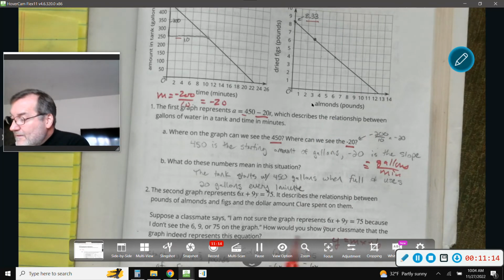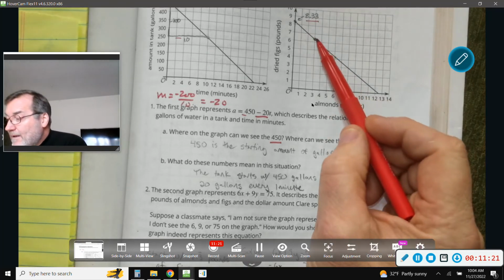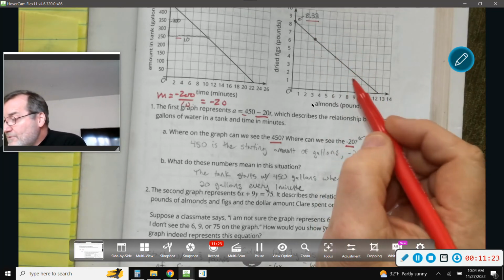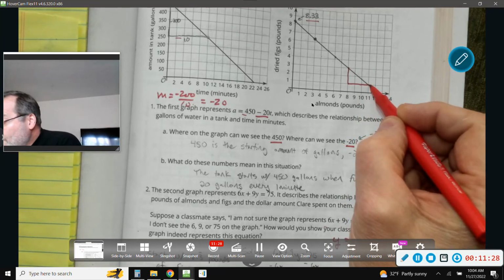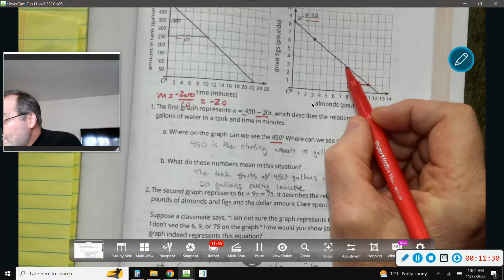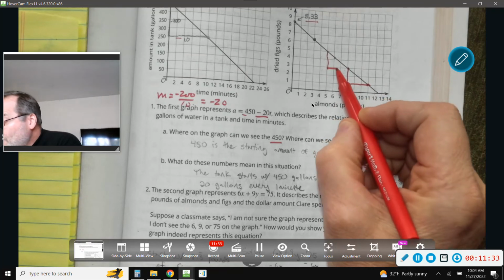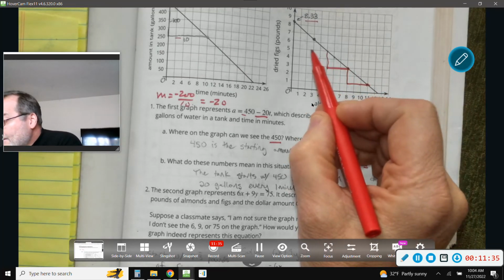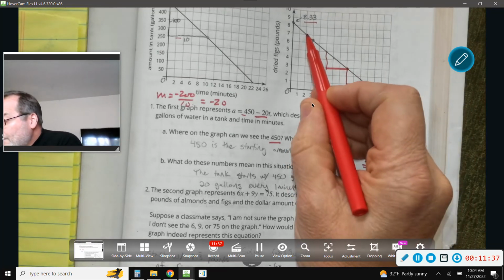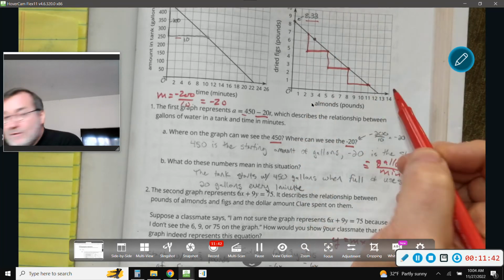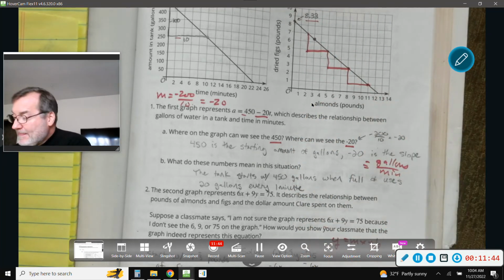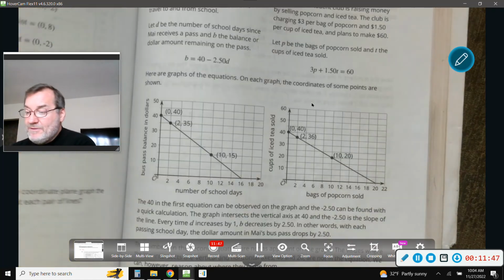So it says, how could you show your classmate that the graph indeed represents the equation? Well, it goes through that point, and if you look at the slope, it goes down 2 and over 3. So down 2 and then over 3, and it hits those little marks right here. Down 2, over 3. Constant slope all the way down. So yes, this is the exact same equation.